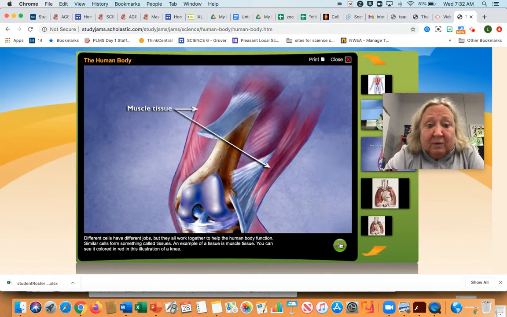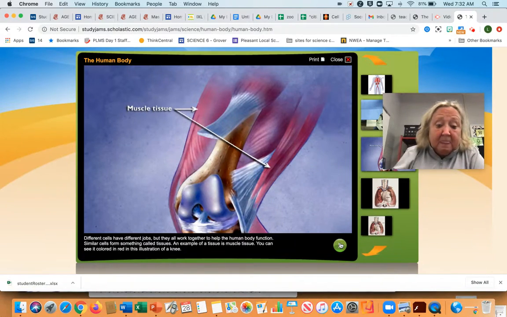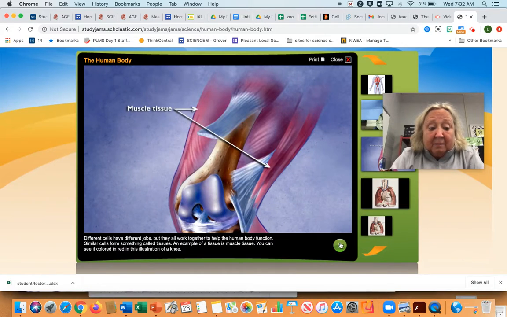Okay, so as we've discussed on Monday and Tuesday, a group of cells form tissue. Well, one of our major tissue groups is muscle tissue. Okay, and tissues work together to help our body function. So here is muscle tissue in your leg. Okay, we'll talk about all different kinds of that, like with ligaments and stuff like that. But there is muscle tissue. So a group of similar cells combine to form tissues.